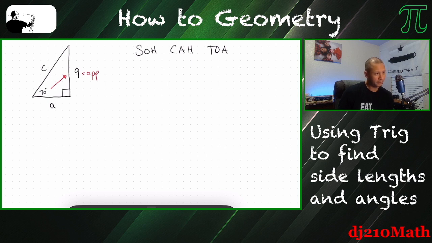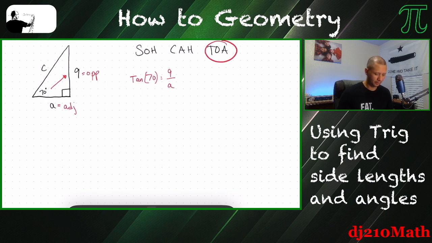Let's go with A. So A, in reference to 70, is going to be the adjacent side. So opposite and adjacent, that's what we're dealing with. So it's going to be TOA. Tangent of 70 is equal to opposite over adjacent, 9 over A.